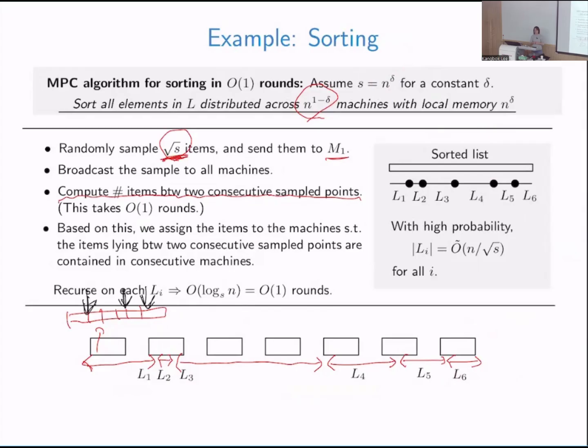Do you have any questions? So I think intuitively, the number of buckets should be similar to the number of machines. So one machine, one bucket. Yes, that's right.